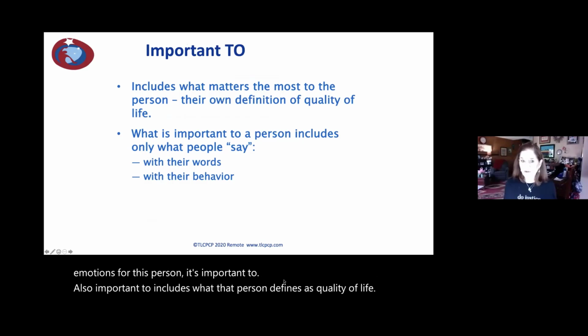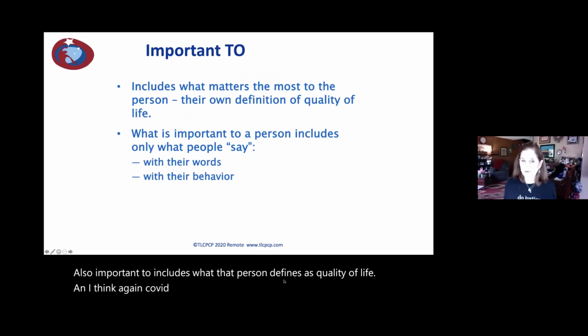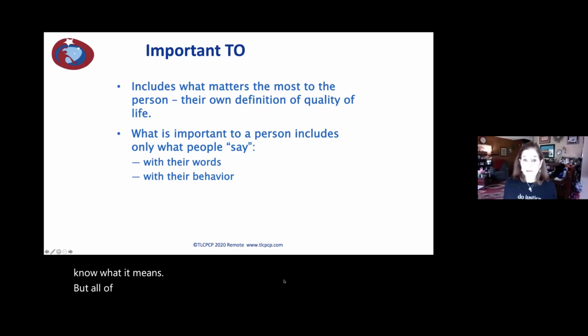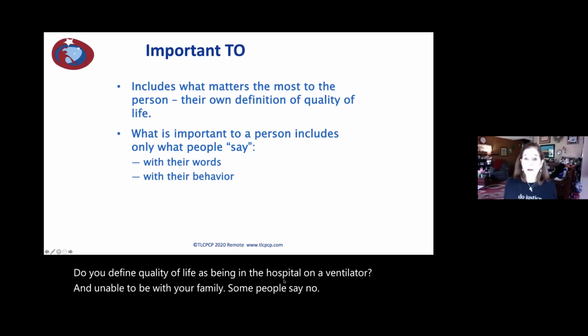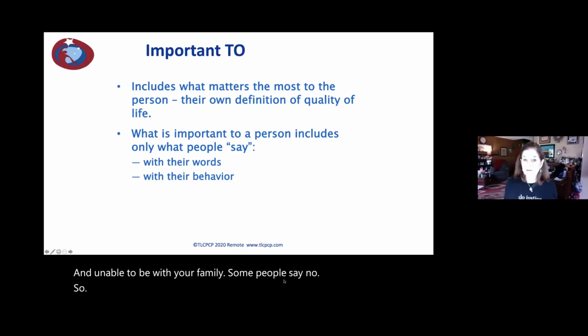And I think, again, COVID has raised this issue to a greater level of awareness in our world, because we talk about quality of life like we all know what it means. But all of a sudden, do you define quality of life as being in the hospital on a ventilator and unable to be with your family? Some people say no. So how does this person define quality of life?